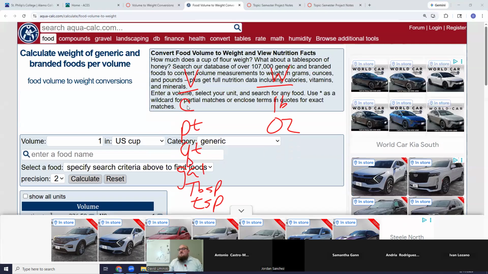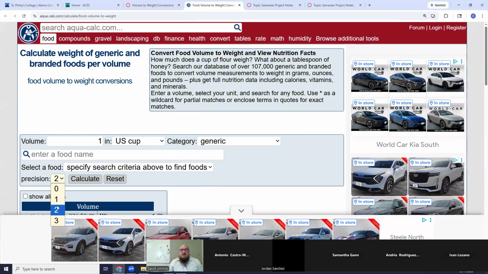The first time you go to this website, you are going to want to set your precision to 2. It more than likely will be set to 1. You want to set your precision to 2. It'll give you 2 decimal places.